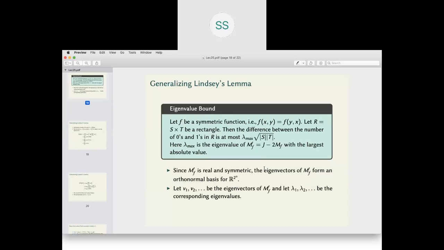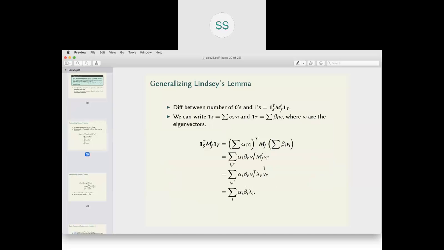So let v1, v2, etc. be the eigenvectors and lambda 1, lambda 2, etc. be the eigenvalues. The difference between zeros and ones is this in the first line, and we can write it as a decomposition, resolving it using the eigenvectors because they form an orthonormal basis. And this is the thing that we want to bound, and we get this.